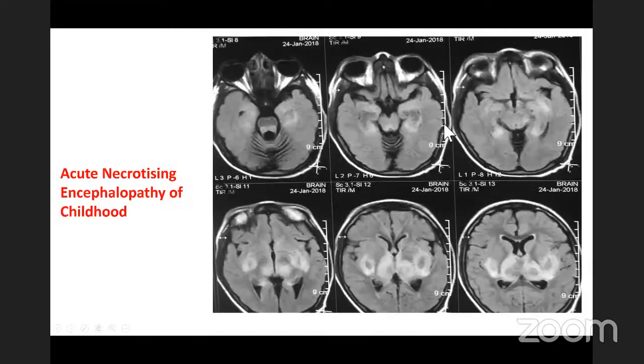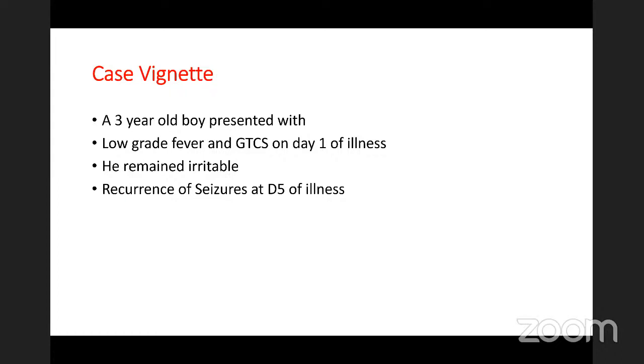So what is this? This is another inflammatory lesion, which is called ANEC, or acute necrotizing encephalopathy of childhood, in which the prognosis is very poor. This child has to be treated very early with immunomodulation and with IVIG, methylprednisolone, and also tacrolimus. And tocilizumab has also been used, because if you do not treat early, then there is very poor prognosis.